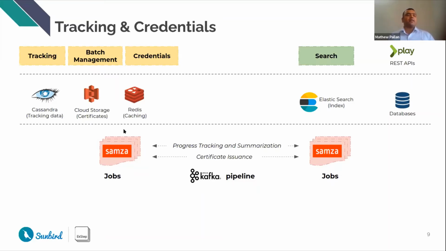The tracking data is stored only in Cassandra, because we've seen that Cassandra is best at storing huge volumes of transactional data and is a linearly scalable engine. And again, Redis is used for transient caching.